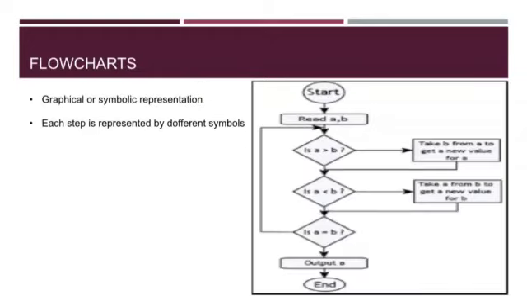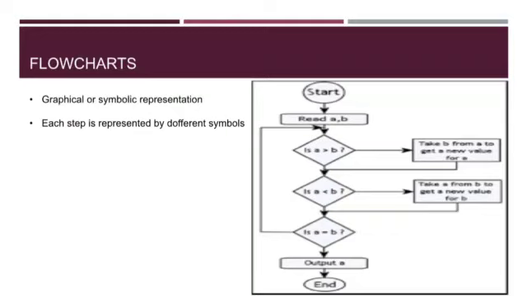Then we can go for flowcharts. What is meant by a flowchart? A flowchart is a graphical or symbolic representation of the flow of a process. In a flowchart, each step is represented by a different symbol with a short description. The symbols in the flowchart are linked together with arrows to show the flow of the process.